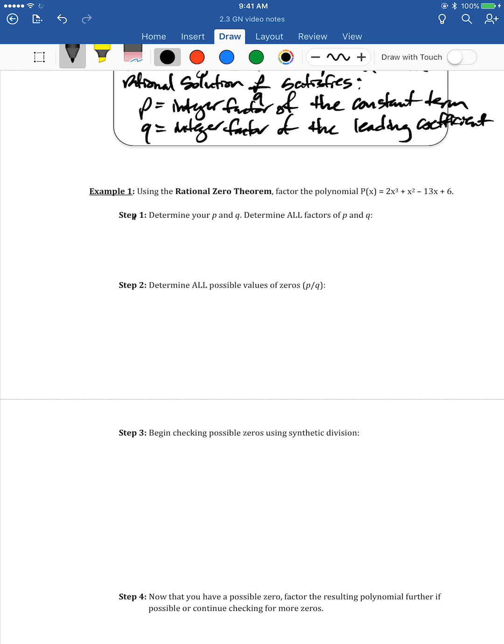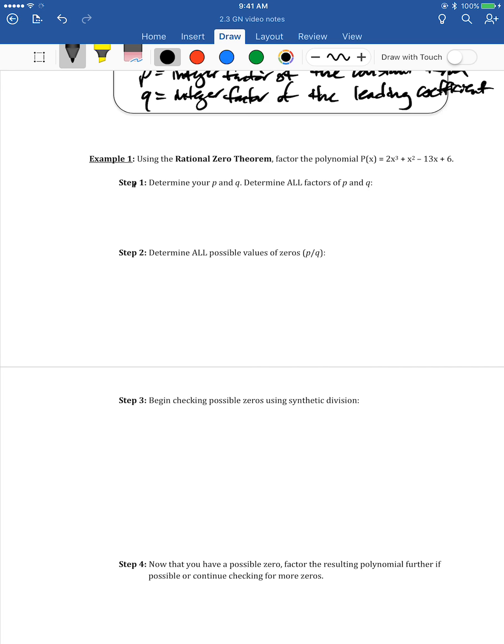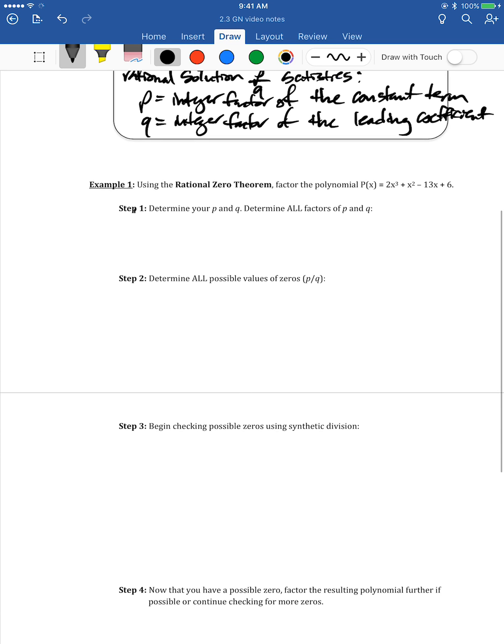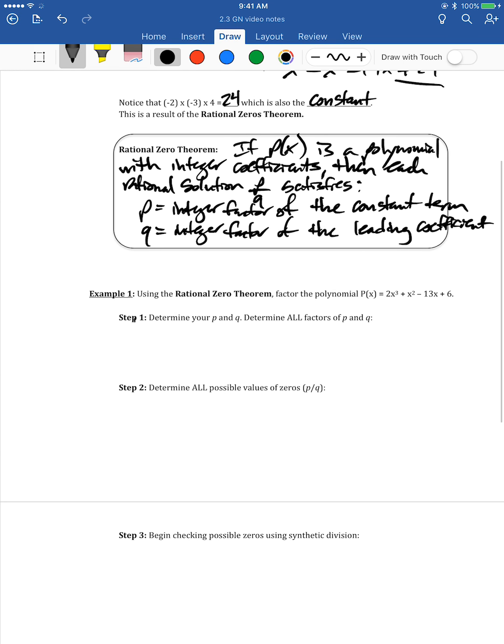Example 1. Using the rational zeros theorem, factor the polynomial p of x equals 2x cubed plus x squared minus 13x plus 6. So our step 1 is to determine all our factors p and q, because our goal is to build up to p over q, since we know that that'll be a rational solution of the polynomial. But we're not there yet, we're getting there.